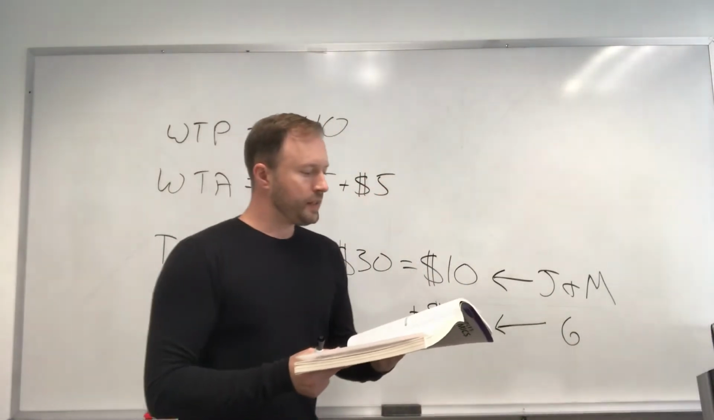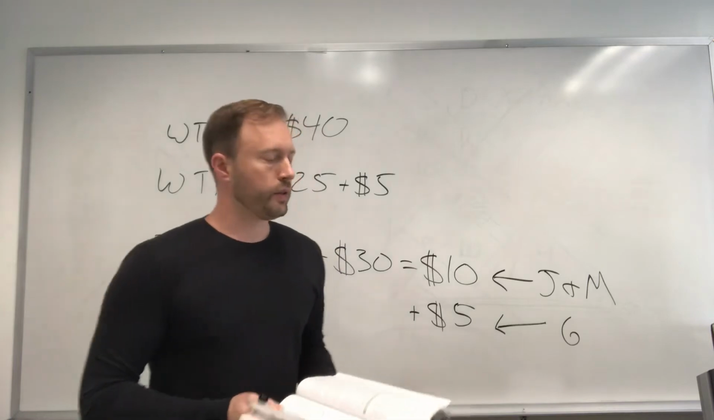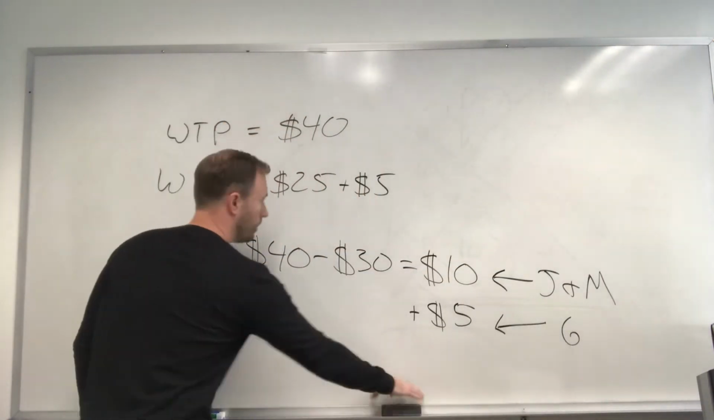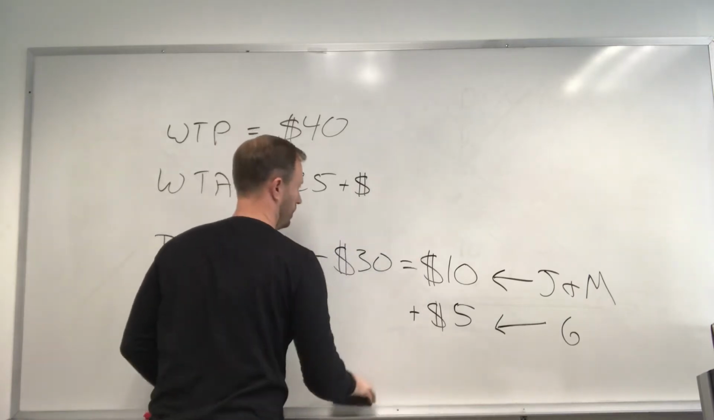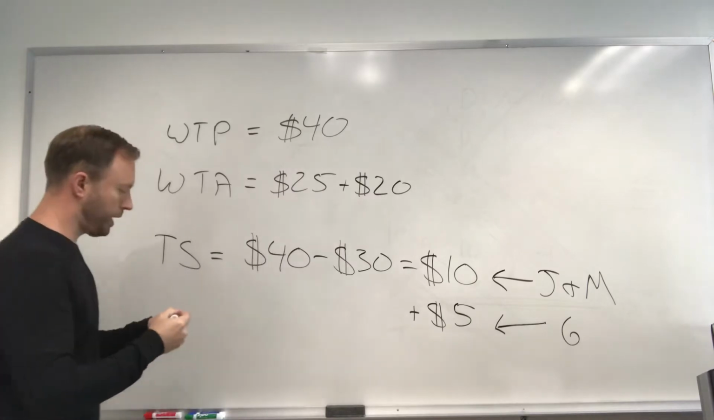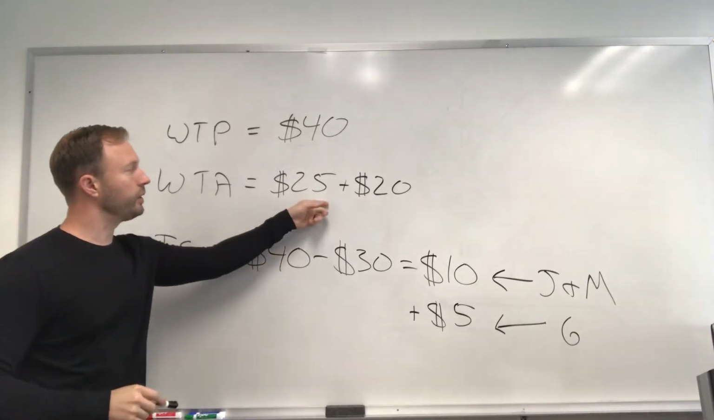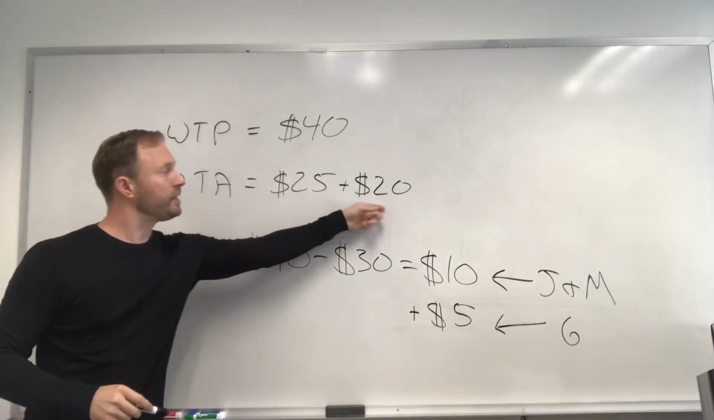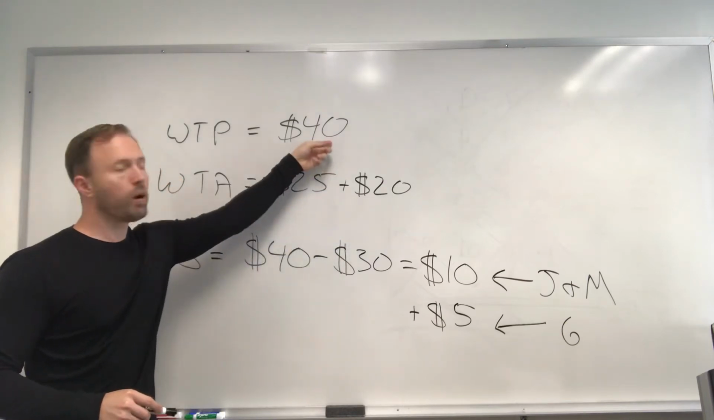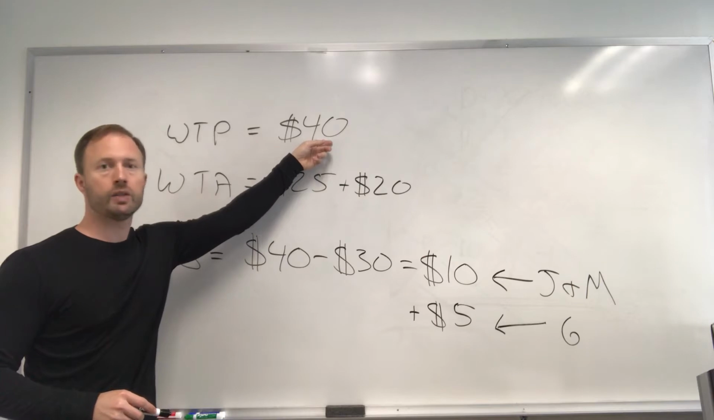Part C, what if instead the tax was $20? All right, well, if the tax is $20, now when you add that $20 to the lowest price that Juan would have been willing to accept without the tax, that adds up to $45. $45 is more than the $40 that Maria is willing to pay.